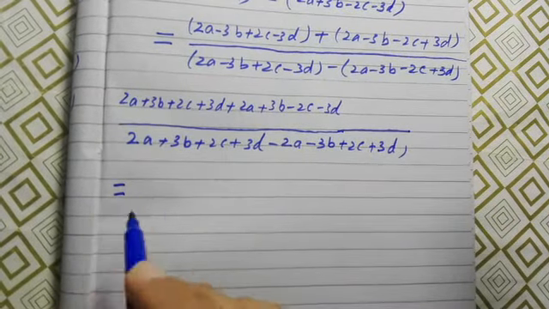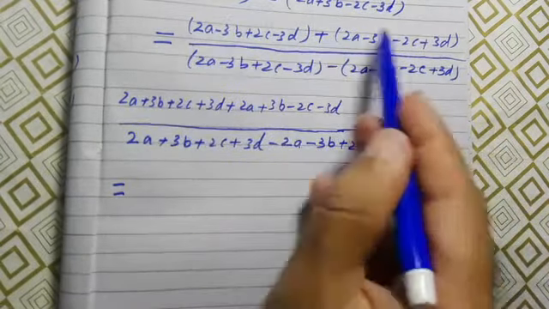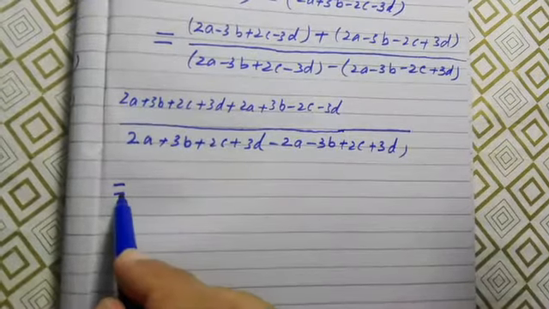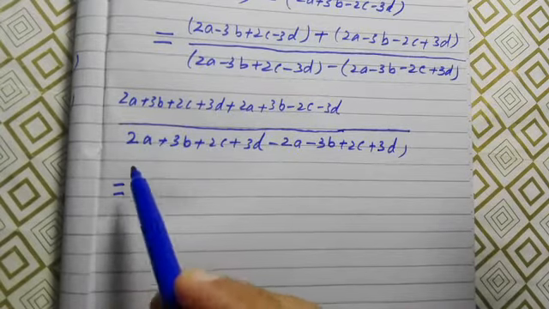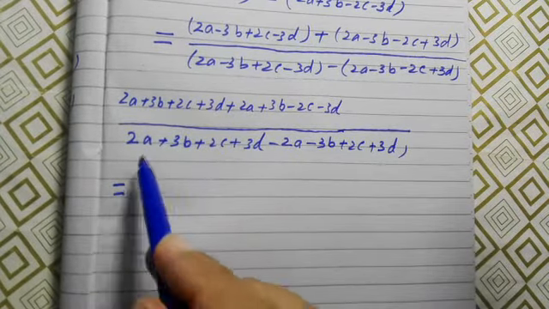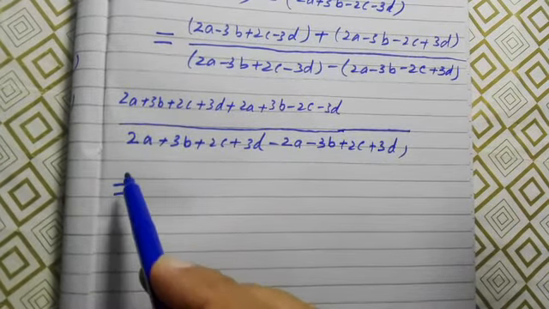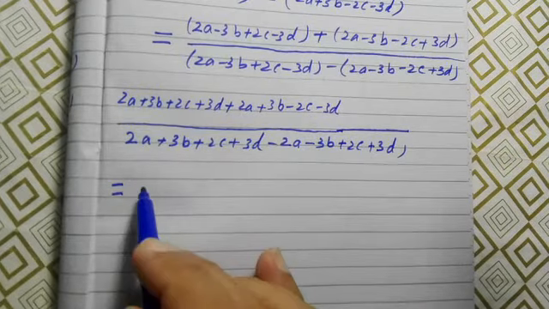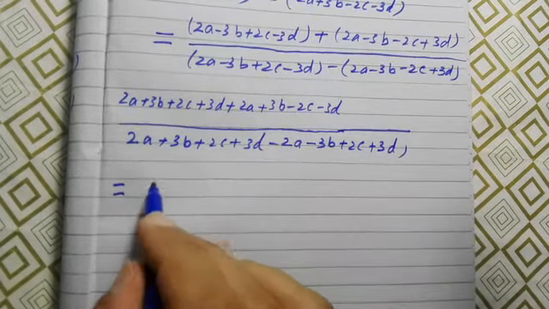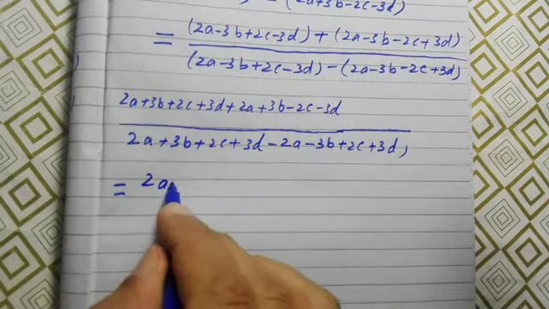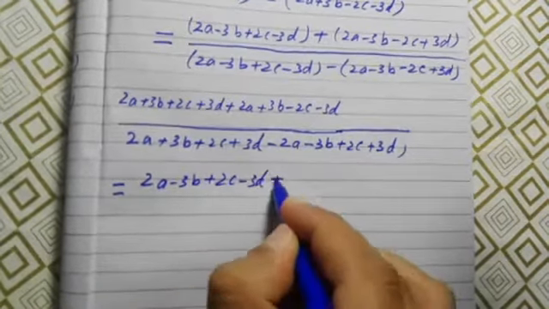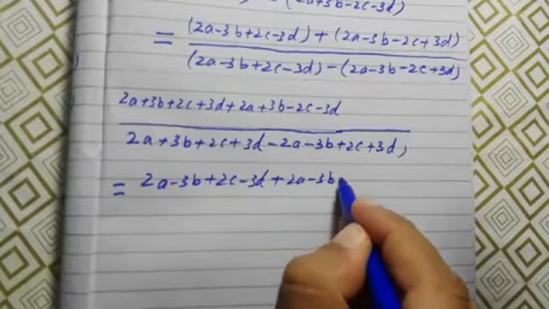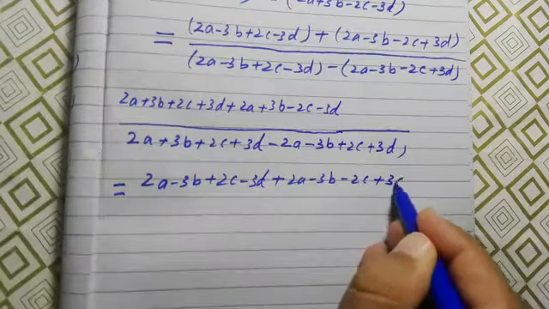And for the right hand side, you can see that this part is the right hand side, so I'm placing an equality sign. Please keep in mind that on the left hand side of the equality sign I am writing the left hand side, and on the right hand side of the equality I'm writing these two terms. So open the brackets: 2a minus 3b plus 2c minus 3d plus 2a minus 3b minus 2c plus 3d.